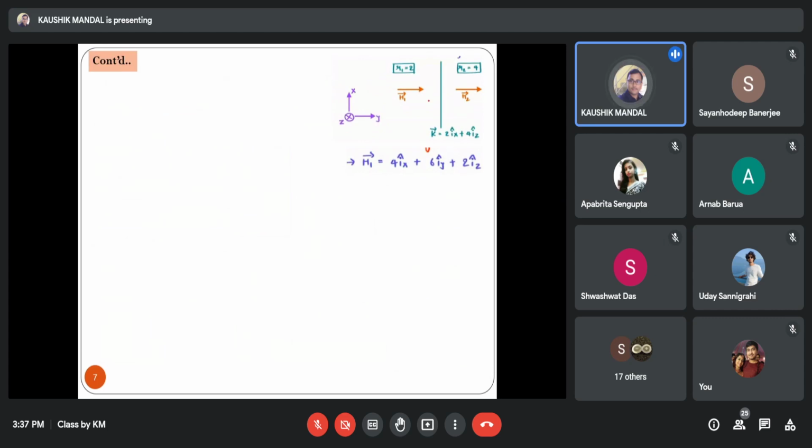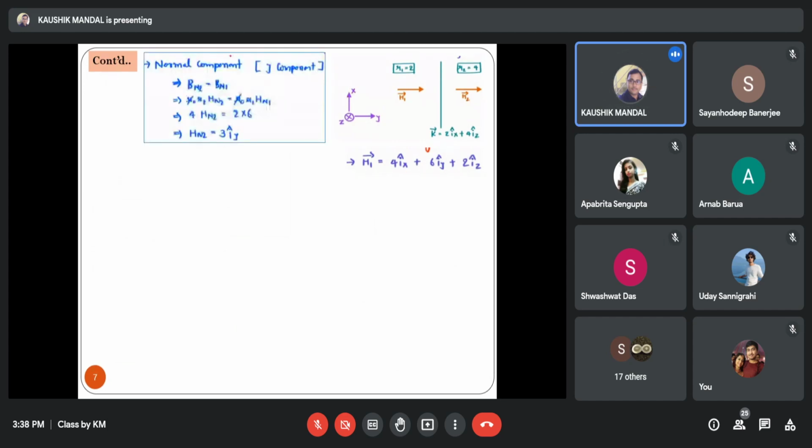This is the problem statement. In medium 1, H1 is given. So we have to determine the normal component, that is the component along y, and the tangential component, that is the component along x and z. First, to determine the normal component, that is basically the y component.